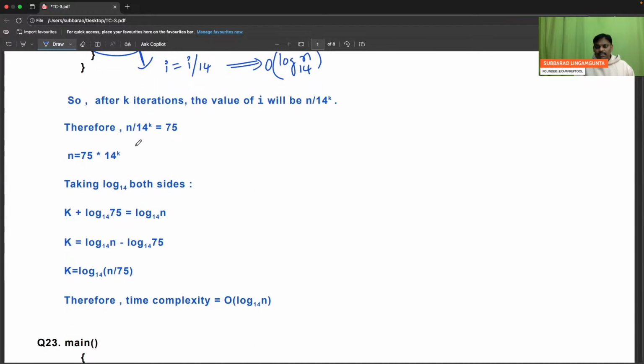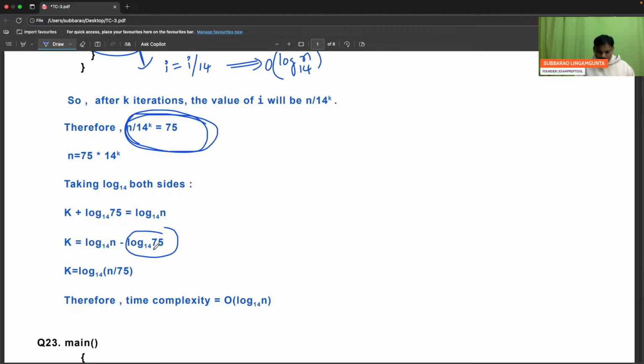It becomes the series n/14^k = 75. Decrementing until n/14^k = 75. So n = 75 into 14^k. Taking log base 14, it becomes k + log 75 base 14. Finally, k becomes log n base 14. Remaining is anyhow some constant.